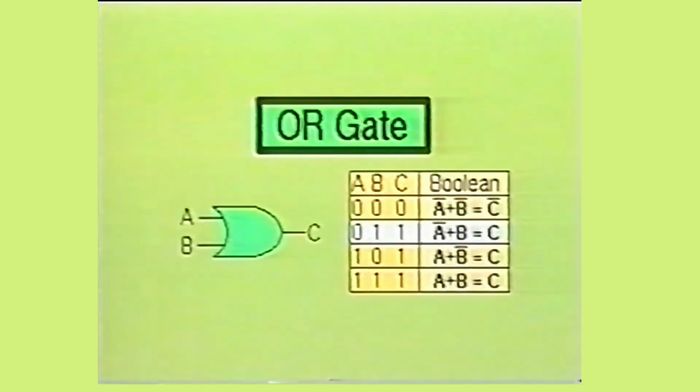Next, the truth table shows a low on A and a high on B and a high at output C. Using the Boolean system, this is stated as not A or B equals C. The third function of the truth table shows a high on A, a low on B, and a high at output C. Using the Boolean system, this is stated as A or not B equals C. And the last function on the truth table for the OR gate shows that a high on input A and a high on input B will result in a high at output C. In Boolean terms, this is expressed as A or B equals C.